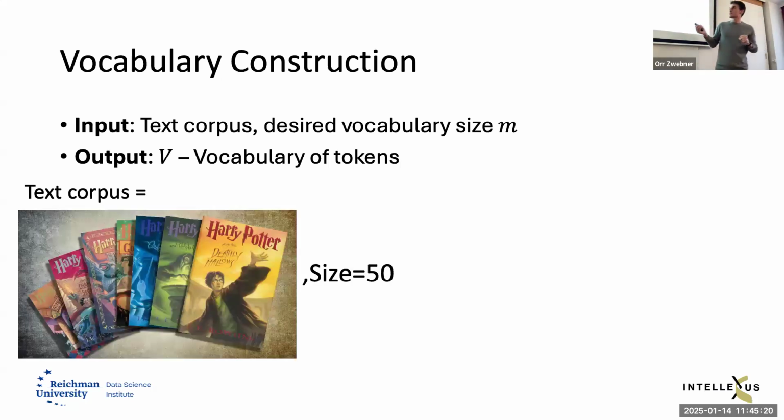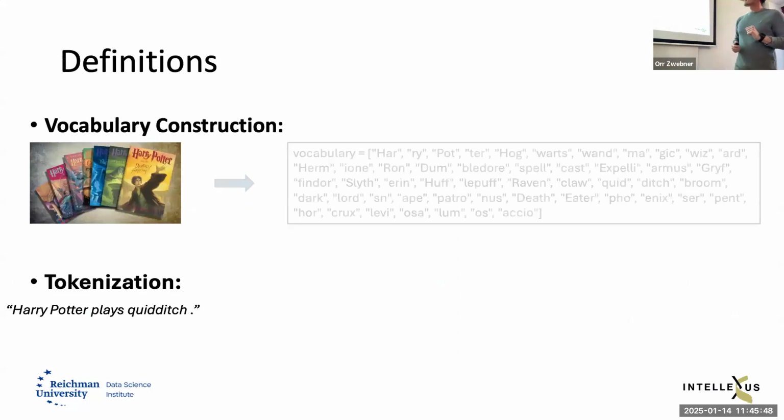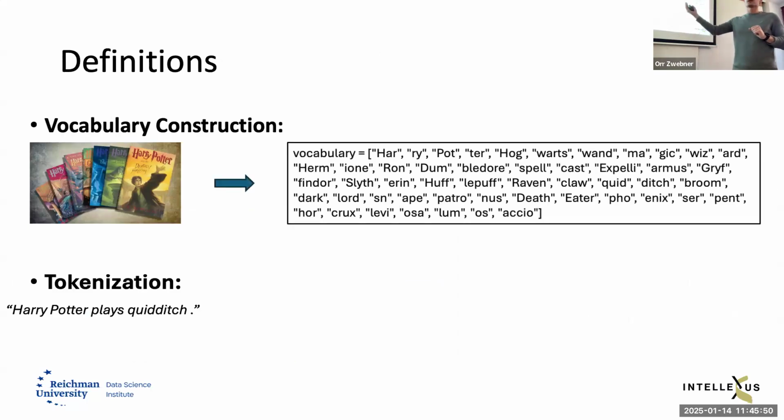Let's say my text corpus is the whole Harry Potter series, and I want to build a vocabulary of 50 words according to subwords. We will see later how it is done, but this is the output. Something like Harry, Potter, quid, ditch, broom. You see some subwords, some words. This is now my vocabulary, 50 words. That's what the tokenizer knows.